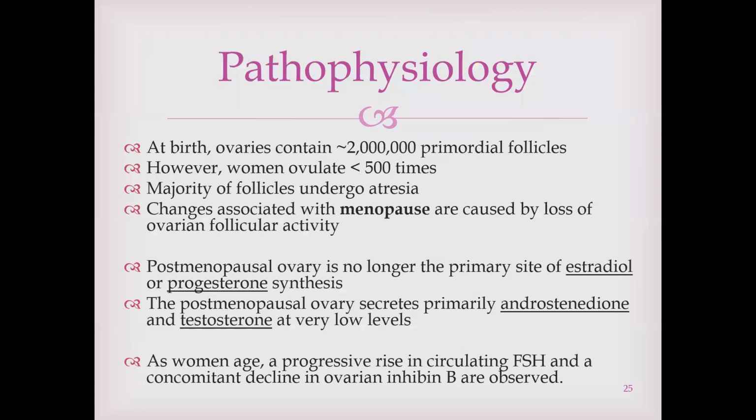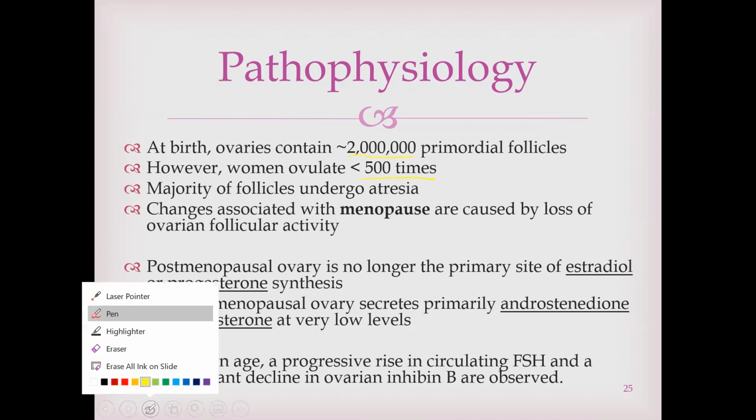So at birth, a female is born with about 2 million primordial follicles. These, however, do not all turn into mature follicles. In fact, most of them die within her lifespan, so she will ovulate about 500 times. So from those 2 million, we get about 500 mature follicles, and the rest will go through cell death.